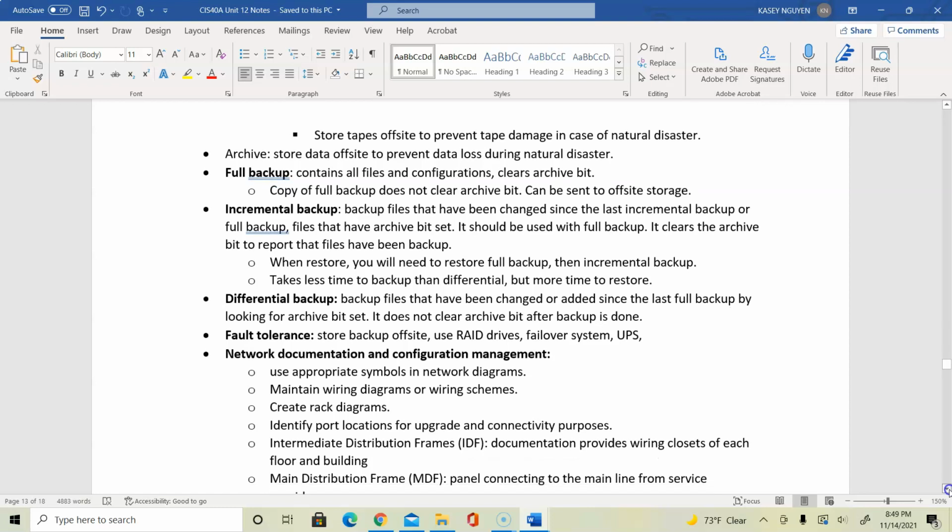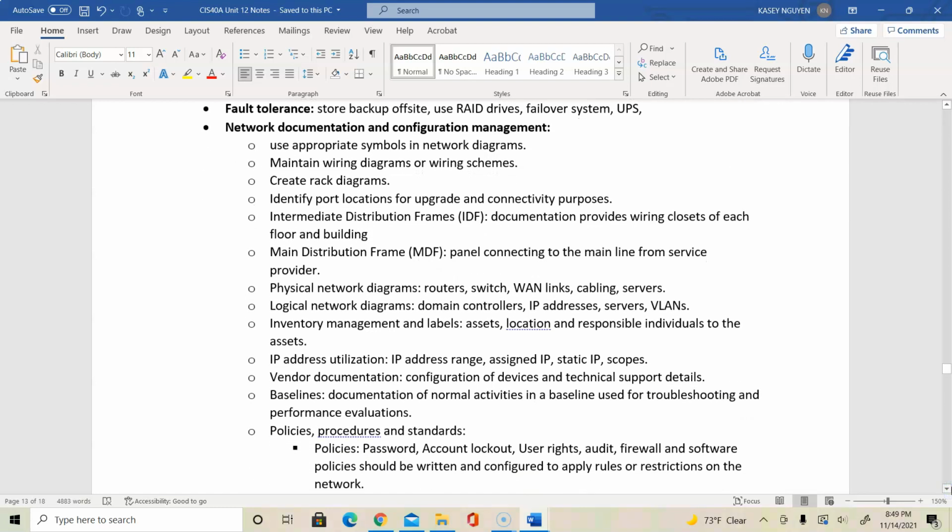Along with having fault tolerance, you need to have network documentation and configuration management. We would document network diagrams, wiring diagrams, rack diagrams. We would also identify port locations and connectivity purposes. We also need to document intermediate distribution frame, your IDF. That will be your wiring closet for each floor and building. Your main distribution frame, your MDF, which is the panel that connects to the main line from the service provider.